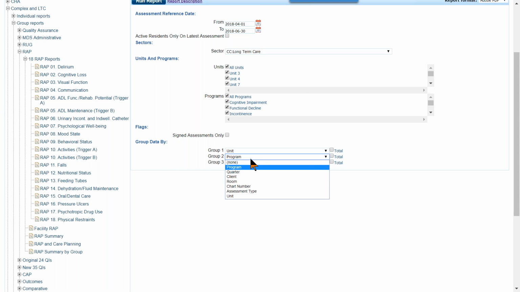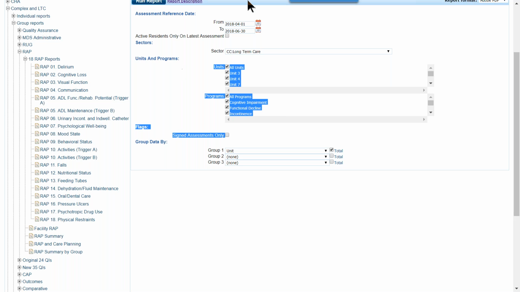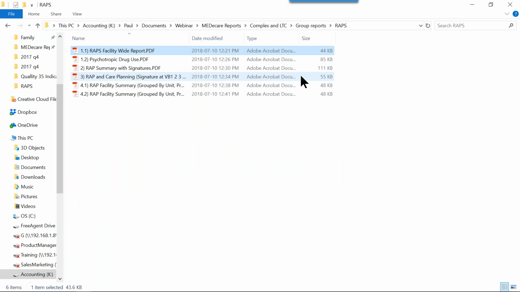Okay, mostly what I'm interested in, if I'm not using program, then get rid of program to group the data. If I'm not looking by several different quarters, then get rid of quarter, and we're going to look at nursing unit. And I want totals by nursing unit as well. Leave all of the other data the same, okay? Whatever you picked, whether it was a date range or whether you picked active residents, whatever number of units you picked, whatever number of programs you want to appear, okay? So let's see what this report looks like.